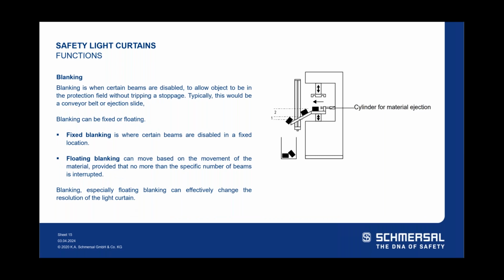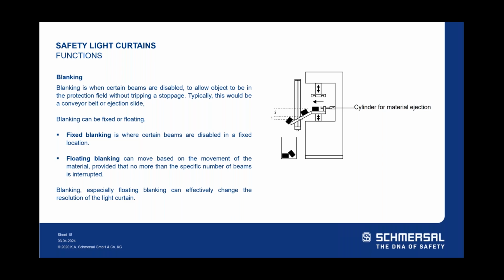Oftentimes when we're talking about light curtains, muting and blanking can be a bit confusing, and sometimes you think one is the other, but the difference is blanking totally disables some of the protective field. So in our case, 2 beams can be totally blanked out. Let's just say you had a conveyor that is constant, it never moves. It's in the protective field of that light curtain. Then you would blank out those 2 beams, and everything above it and below it, all those beams are active. So if anything was to go through there, a finger, a hand, it would trip the light curtain.